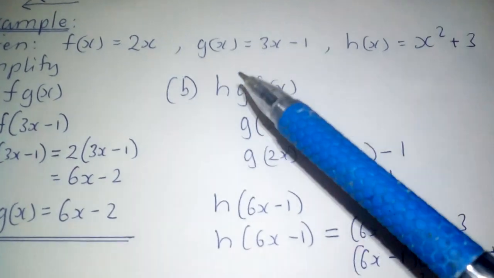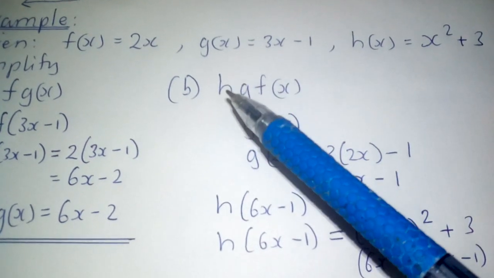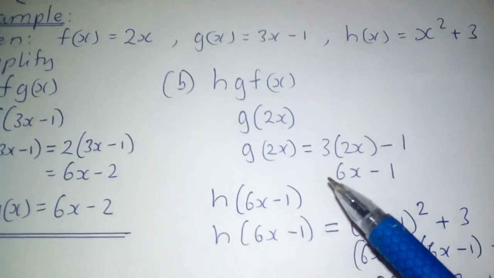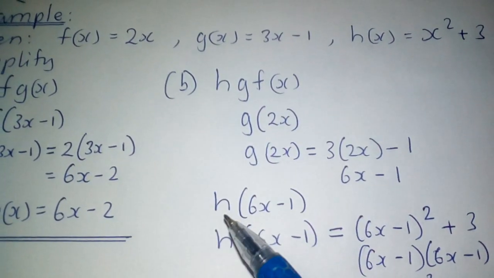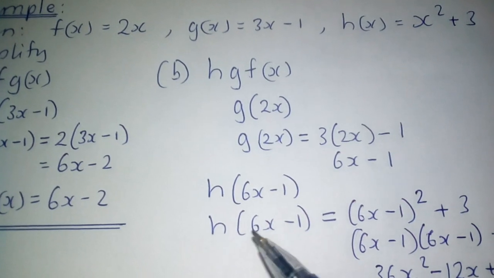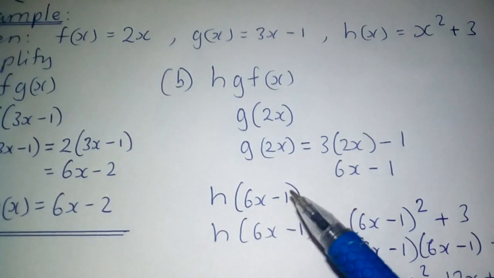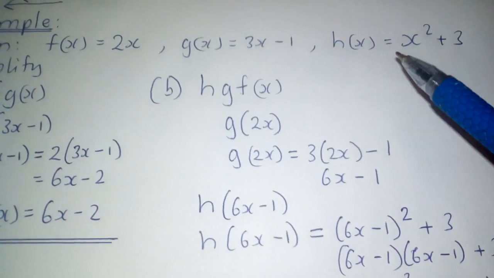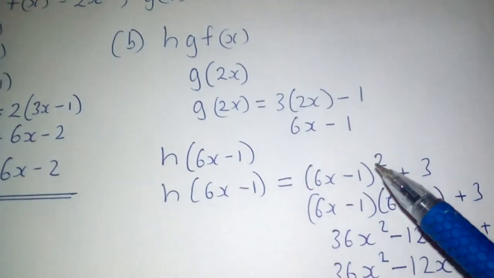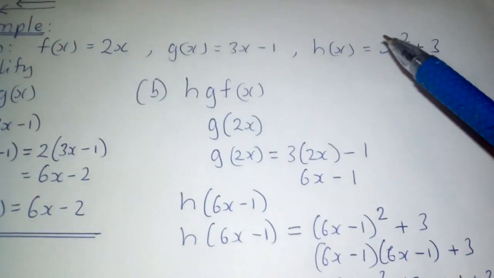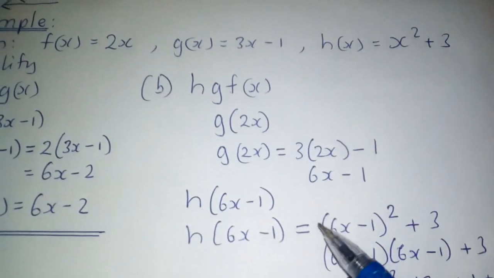Remember, I still have one more function. So the answer I get for g will have to enter inside h. So my answer I have got, 6x minus 1, will have to enter inside h. Therefore, if I have h as 6x minus 1, all this will replace the x of h. And I will get 6x minus 1 in brackets squared, then plus 3, as the function says. On the place of x, I keep all that.